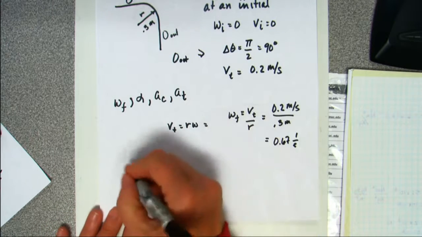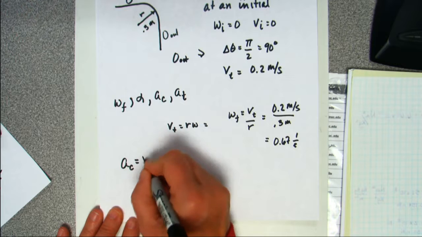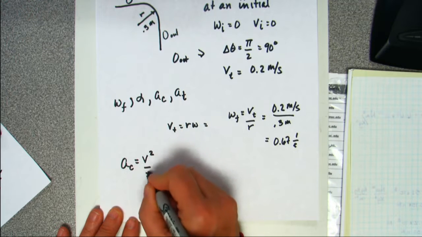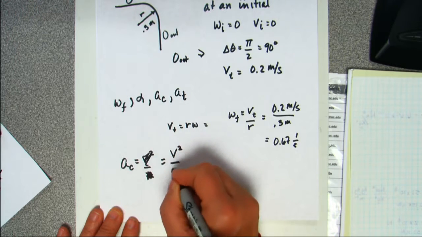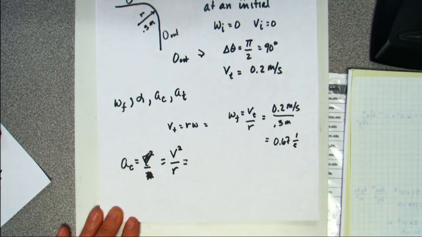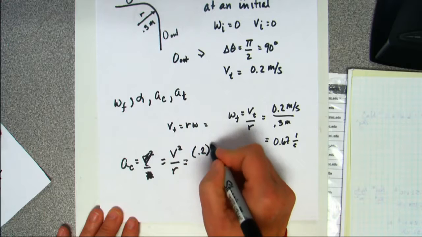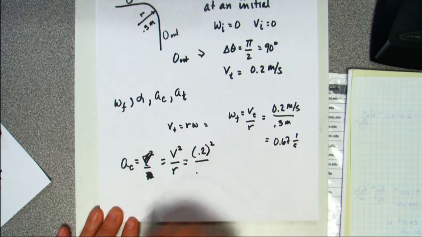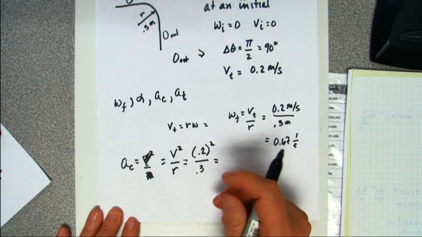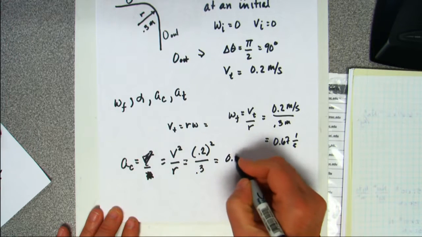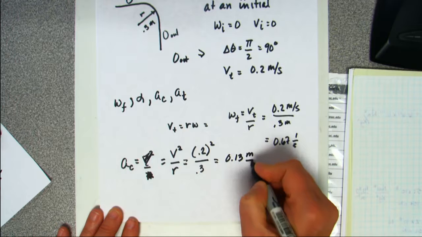Since I've got tangential velocity, I can calculate centripetal acceleration. That's just v squared over r. That's going to give me my 0.2 squared divided by my r of 0.3. And that gives me, when I plug all that in, 0.13 meters per second squared.